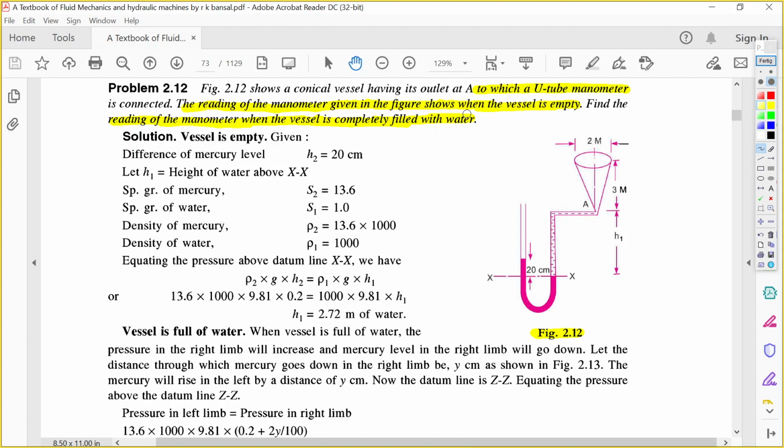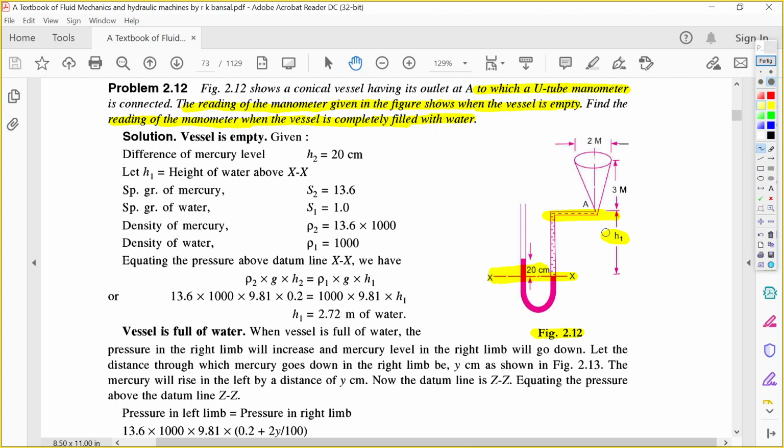When the vessel is empty, let's calculate the pressure from the datum line, the x-axis, and equate. The right limb is equal to the left limb. On the right limb, the pressure is due to this 20 centimeter height of the mercury column, and on the left limb, the pressure is due to this height, H1.